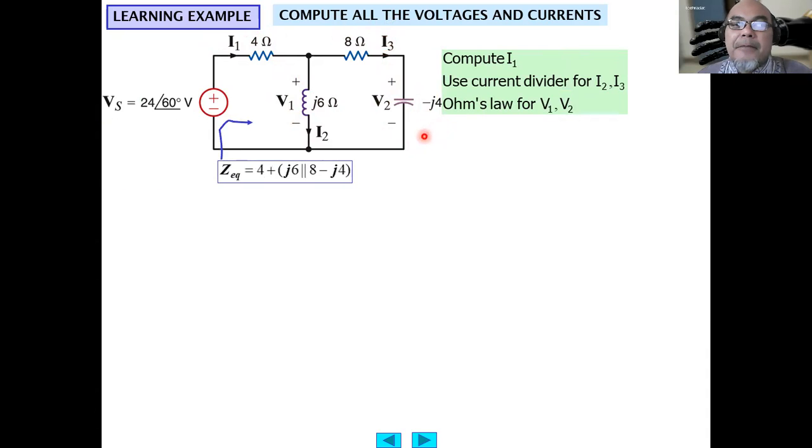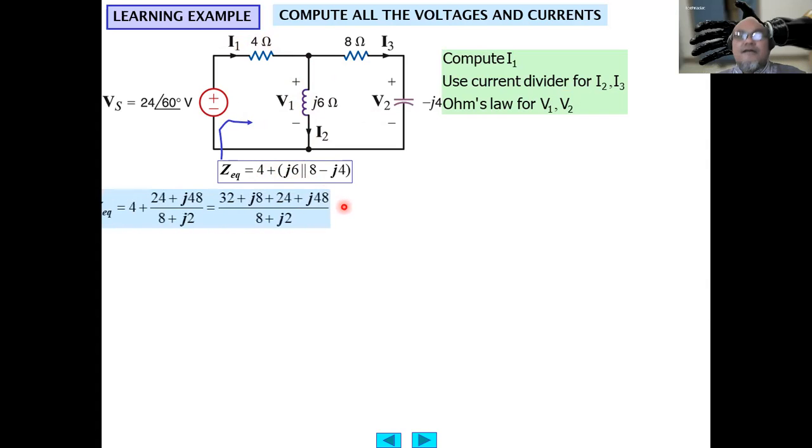So here the equivalent impedance Z for all of this will be 8 minus j4, the series impedance, in parallel with j6 ohm, then in series again with the 4 ohm part. So here we obtain 4 plus (24 plus j48) divided by (8 plus j2).